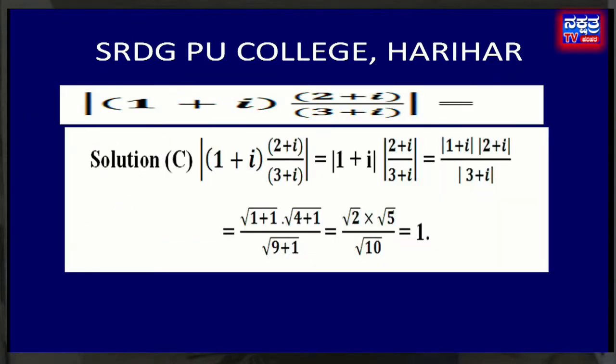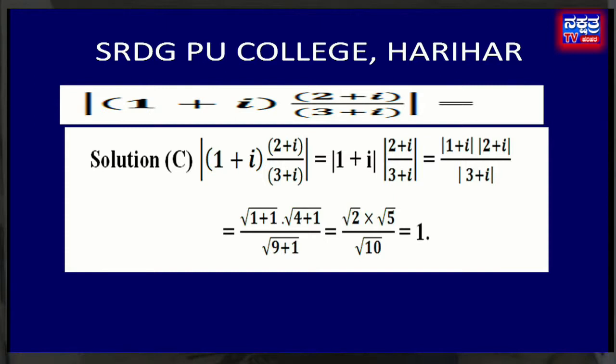mod of 1 plus i into mod of 2 plus i by mod of 3 plus i. Mod of 1 plus i is root of a square plus b square, 1 plus 1. Mod of 2 plus i is root of a square plus b square, 4 plus 1, by root of 9 plus 1. Then we are getting root 2 into root 5 by root 10. So that is equal to root 10 by root 10, that is equal to 1. So it is a simple question, but here we have to learn the modulus properties.